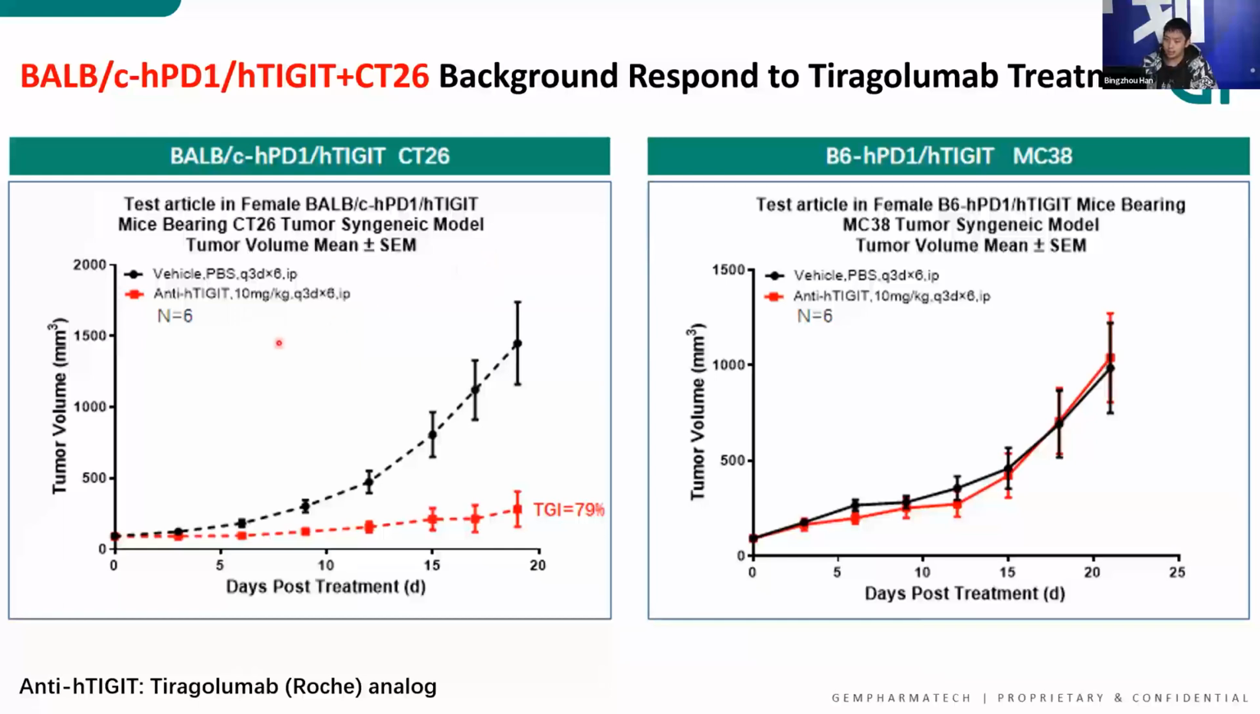We can see on the left, in the BioBC humanized PD-1, humanized TIGIT mice bearing this CD26 line, with the therapy of anti-TIGIT added to the anti-PD-1 effect, the tumor growth inhibition is nearly 80%. However, if we use the B6 double humanization strain bearing the MC38 cell line, we can see that the tumor growth inhibition is not significant compared with the vehicle treatment when we use the anti-TIGIT antibody.